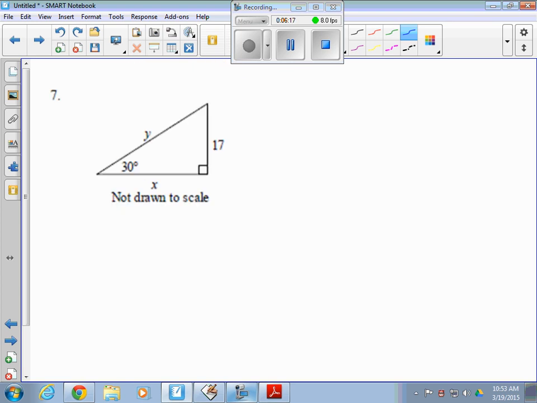Number 7, again, we're doing x and y, so go a little quicker with this one. Your perspective is still 30, so that's the adjacent, and this is the opposite. So the one that deals with an opposite and an adjacent is the tangent, the TOA. So the tangent of 30 degrees equals the opposite, which is 17, over the adjacent, which is x.